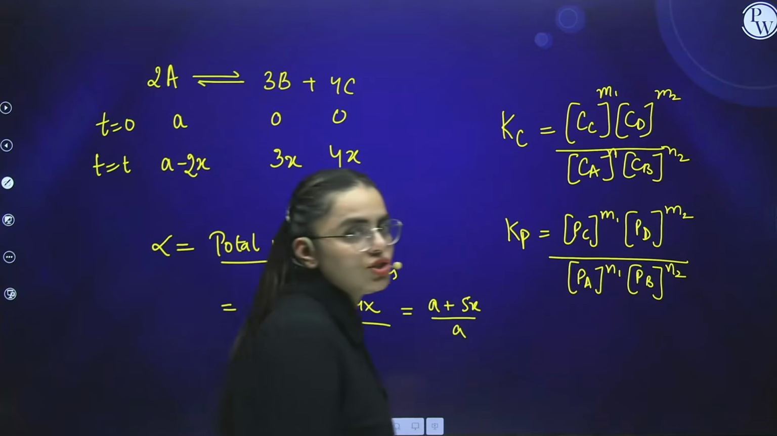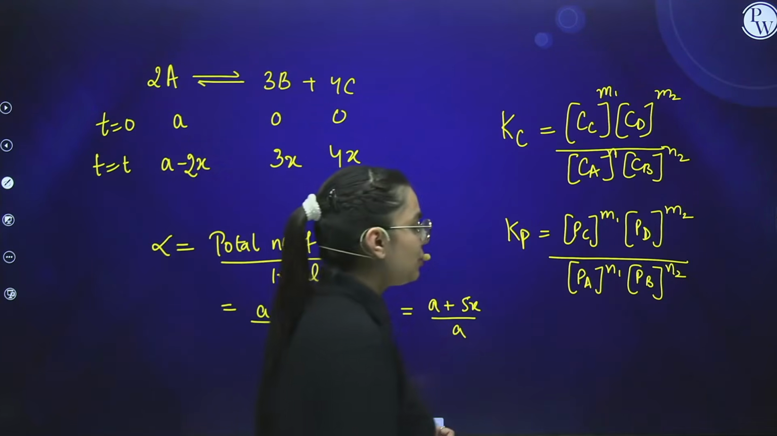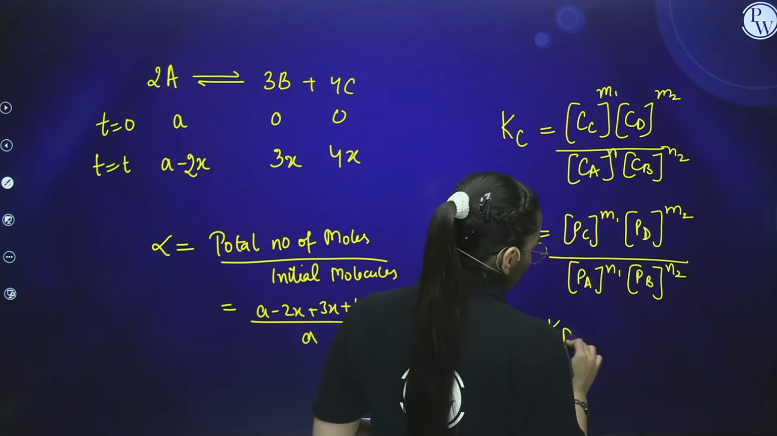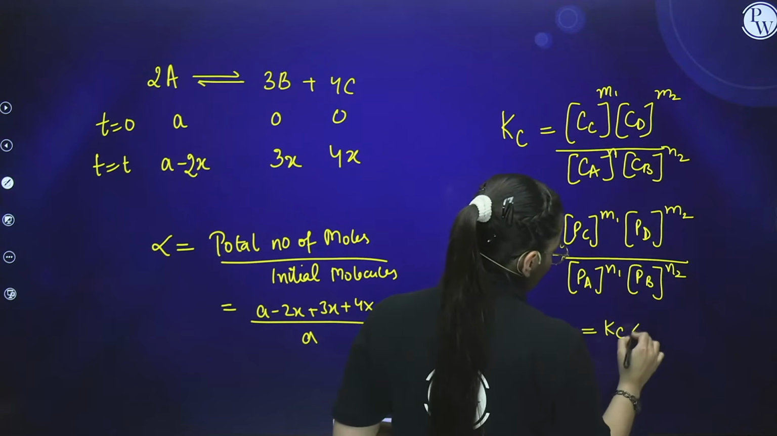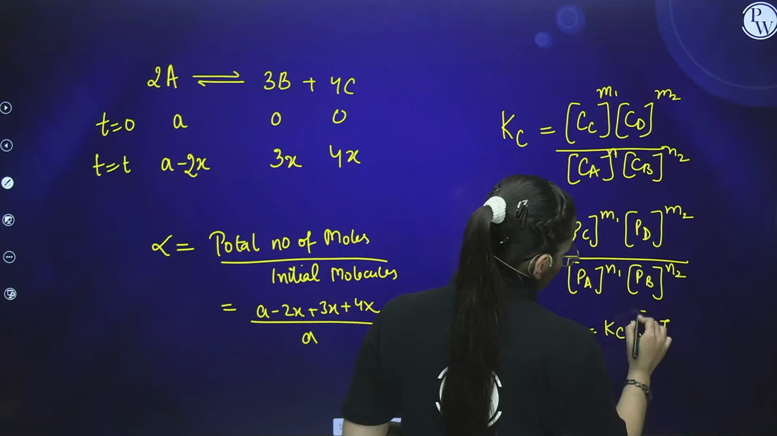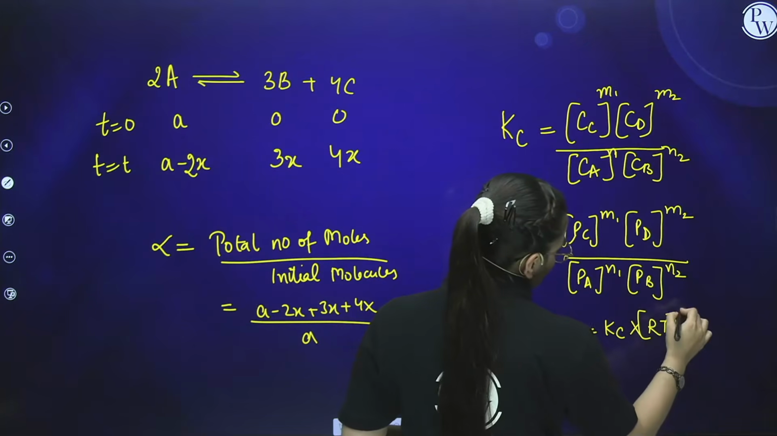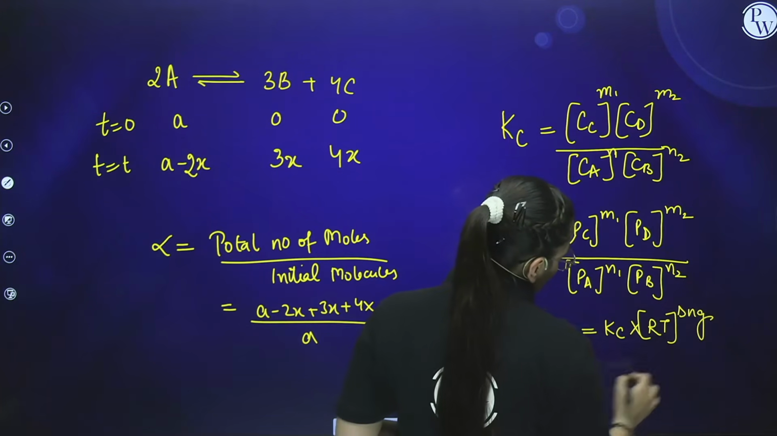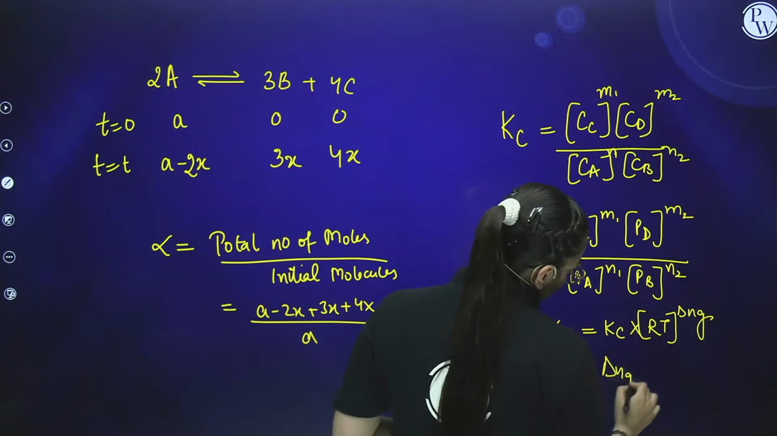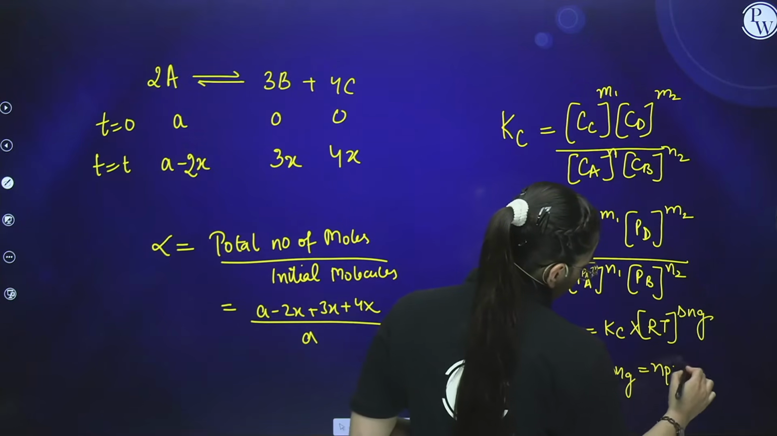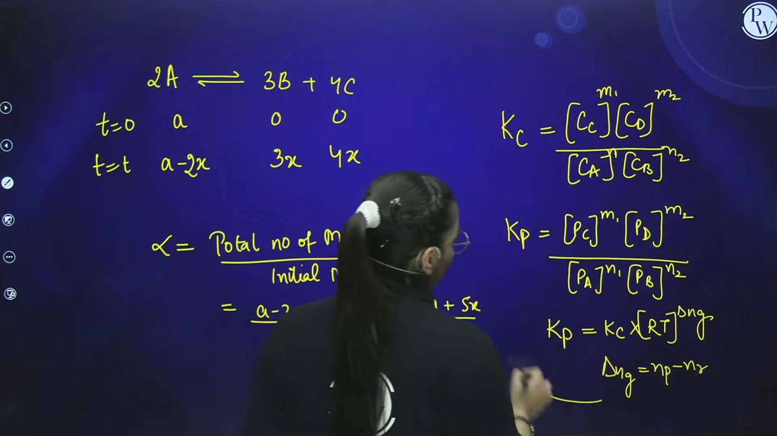What was the relationship between Kc and Kp? If I talk about the relationship, Kp was equivalent to Kc into (RT) power delta Ng, where delta Ng is equivalent to number of moles of product minus number of moles of reactant.